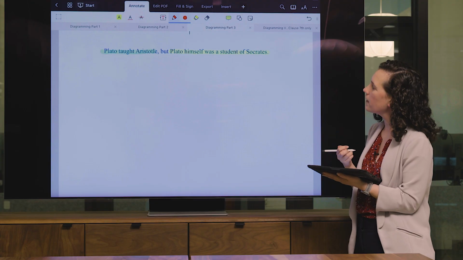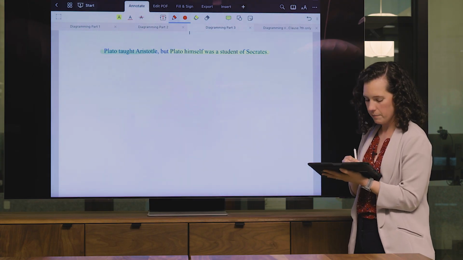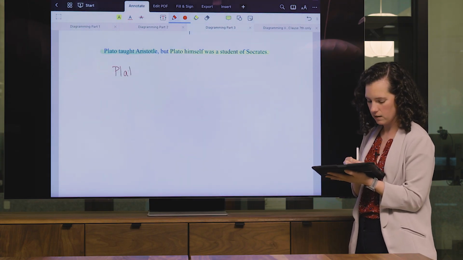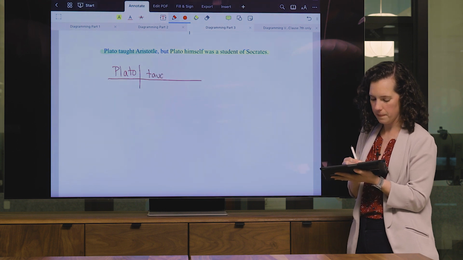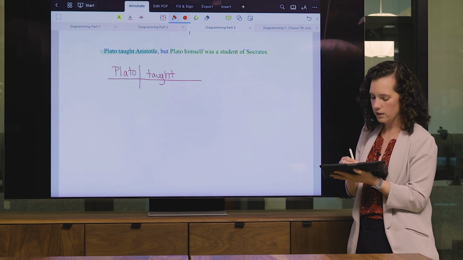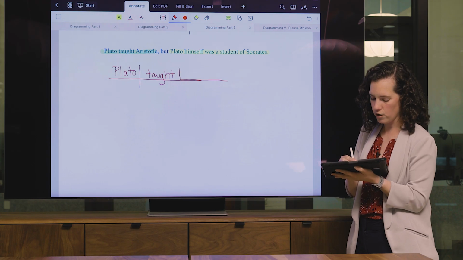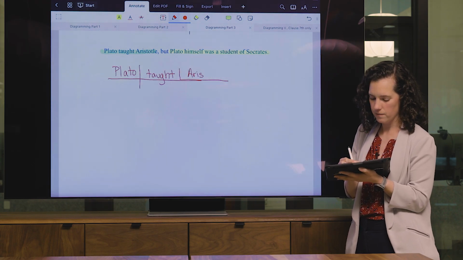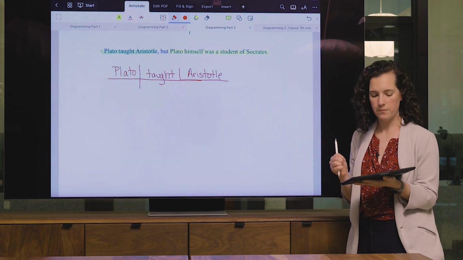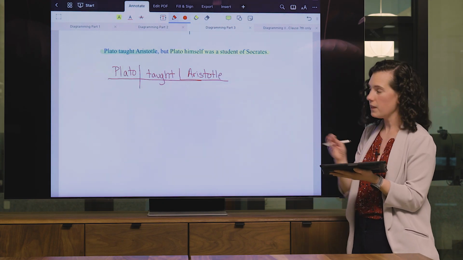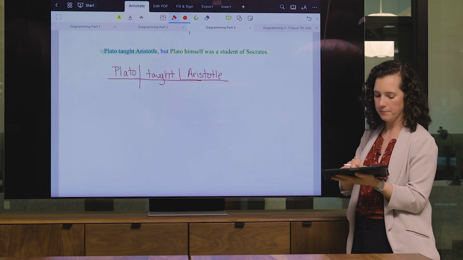Our first clause, Plato taught Aristotle. Plato is our subject. Taught is our verb. He taught who? He taught Aristotle, our direct object. That's our diagram of that first clause. Our second clause, we leave some space and we diagram that.